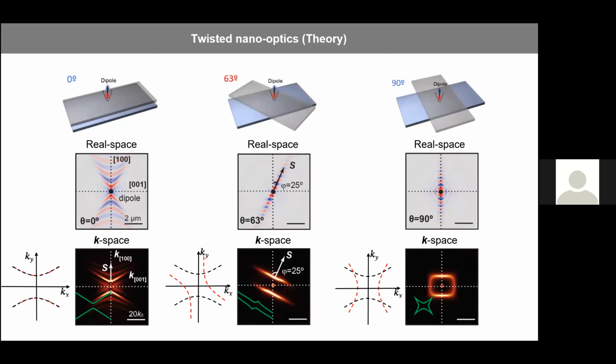What is the typical separation between the layers? The typical separation, I think, is 0, but of course in sample fabrication, maybe we cannot guarantee that there is no air layer between the layers. But in theory, we didn't take into account the interlayer between two layers of molybdenum trioxide.